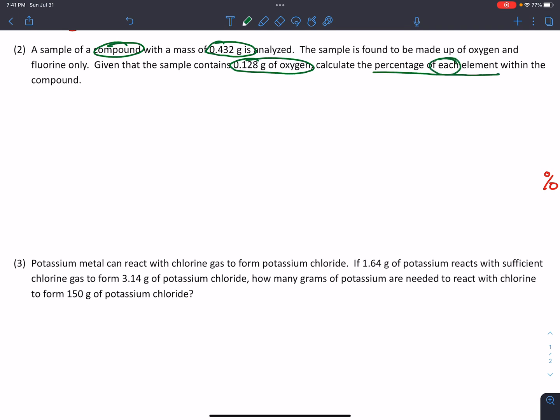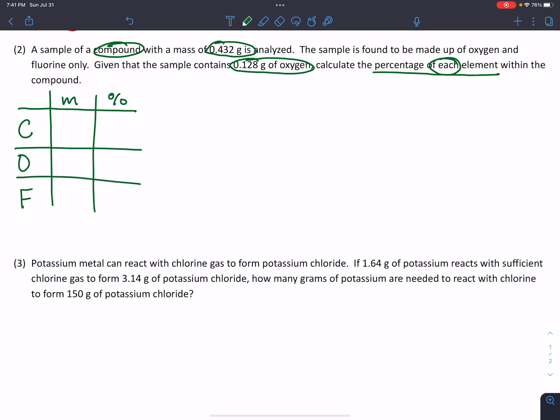So I'm going to start again by putting together a table. It just works best for me. Again, not required. I start with the C for compound. I don't know the formula, so I'm just going to put a C. And then my two parts are oxygen and fluorine. Within this table, I'm going to have my two columns, my mass and my percentage. And then I'm going to fill in what I've been given or what I already know.